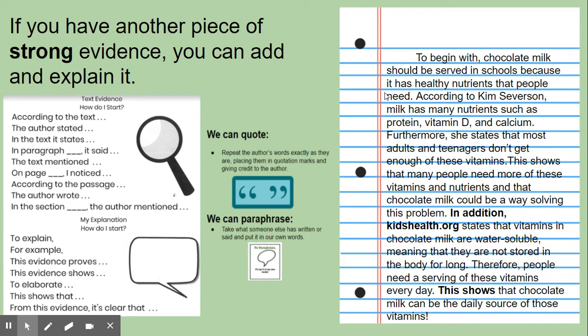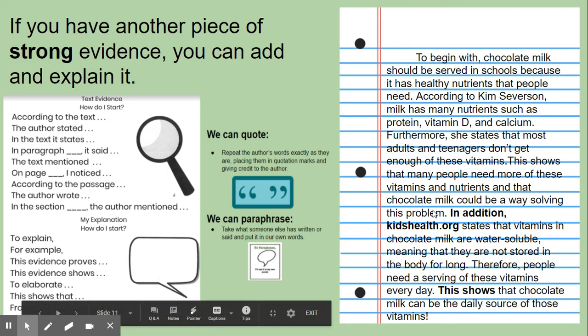All right, now if I have another piece of strong evidence, I can add it and explain it, just like we did. And I did think I had another piece of strong evidence from kidshealth.org. All right, I said, in addition, kidshealth.org states that vitamins in chocolate milk are water soluble, meaning they are not stored in the body for long. Therefore, people need a serving of these vitamins every day. So there's my introduction to the evidence, my evidence, and now my explanation. This shows that chocolate milk can be a daily source of these vitamins.